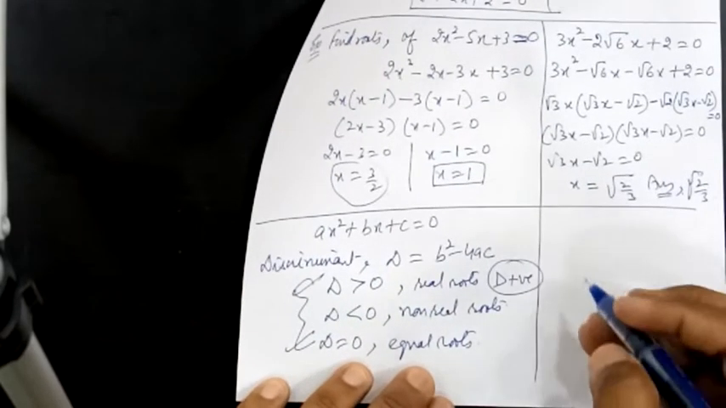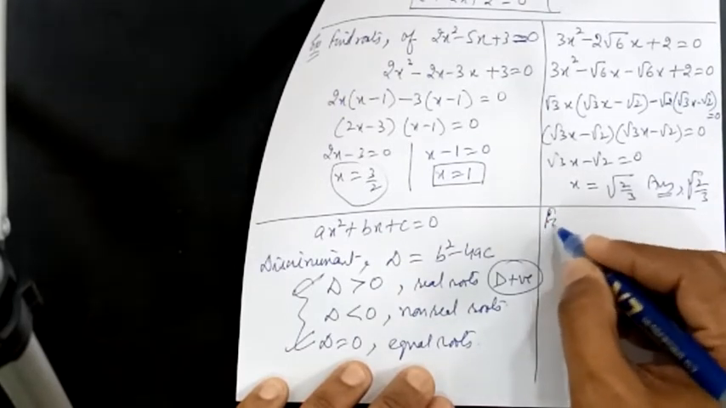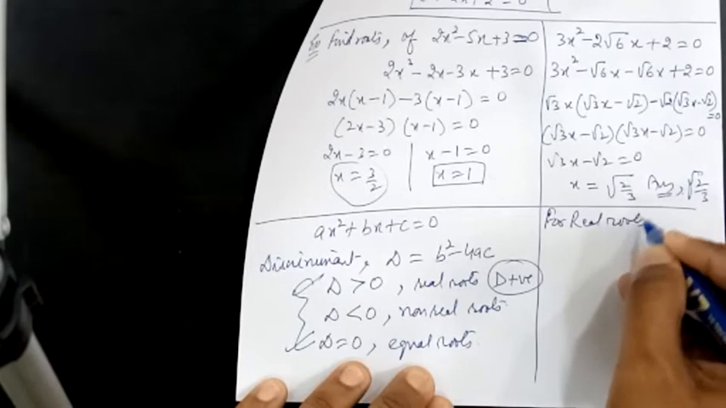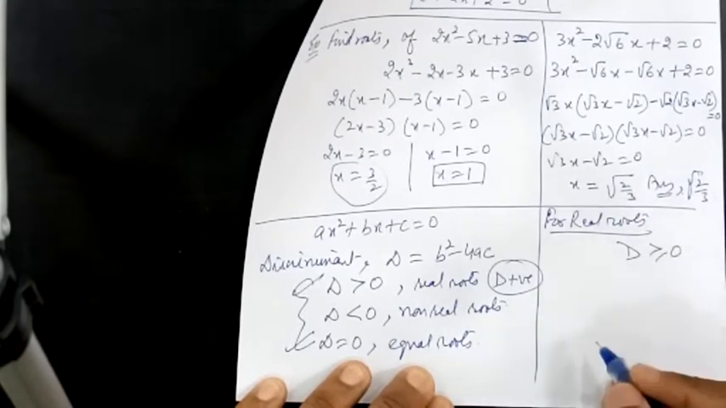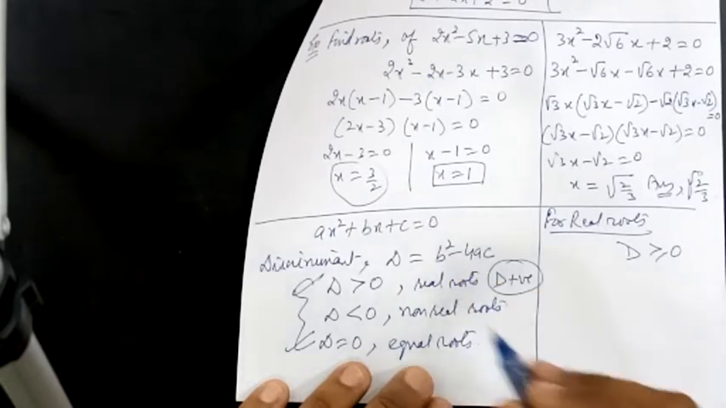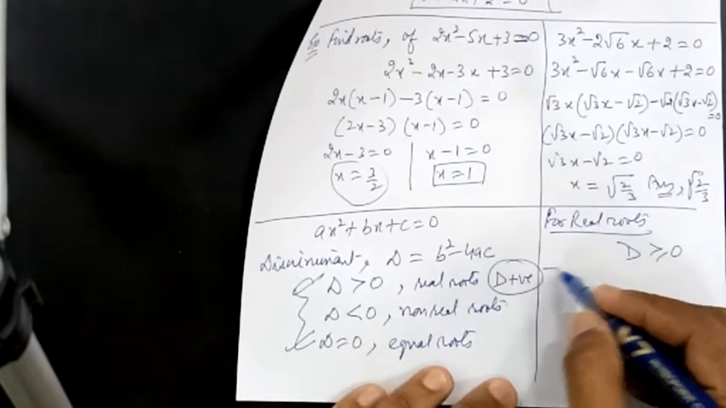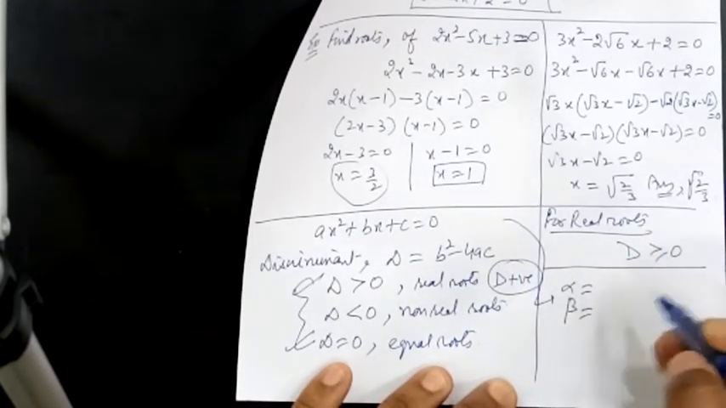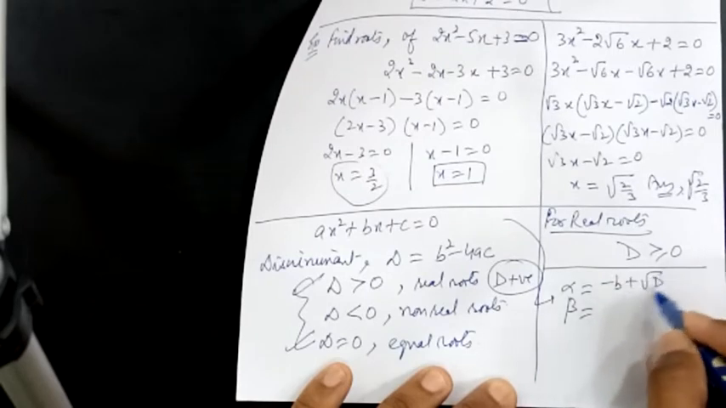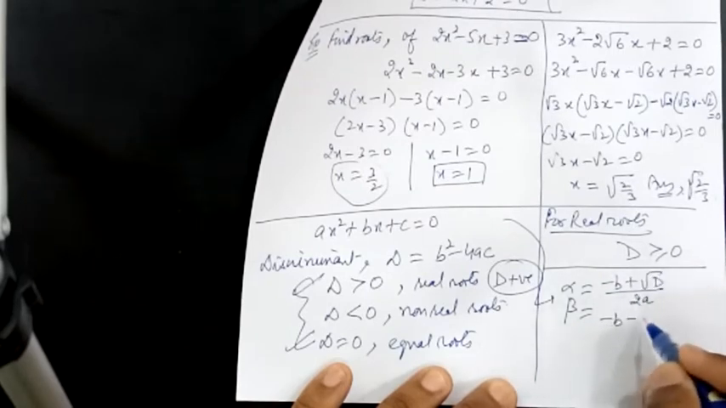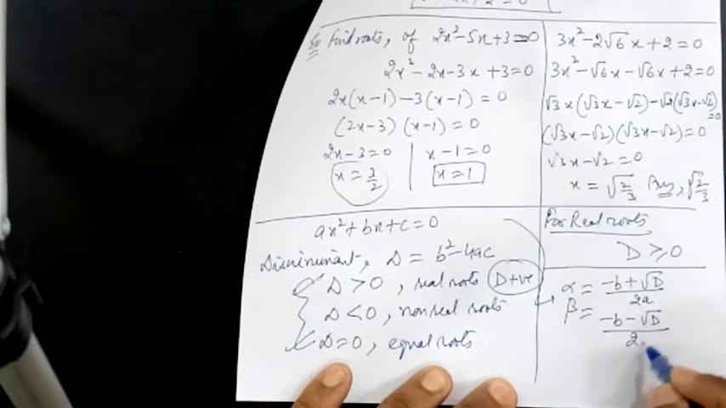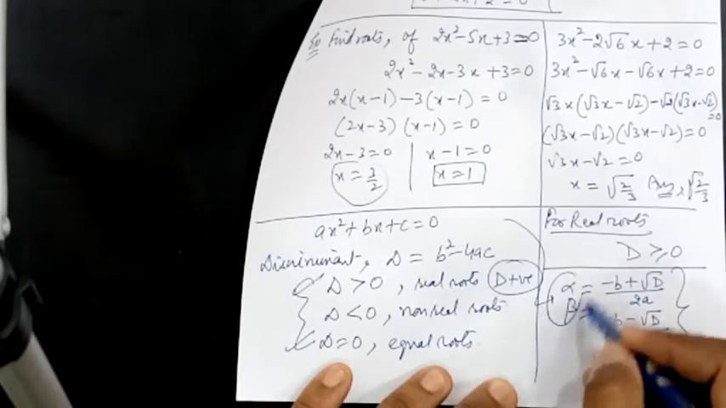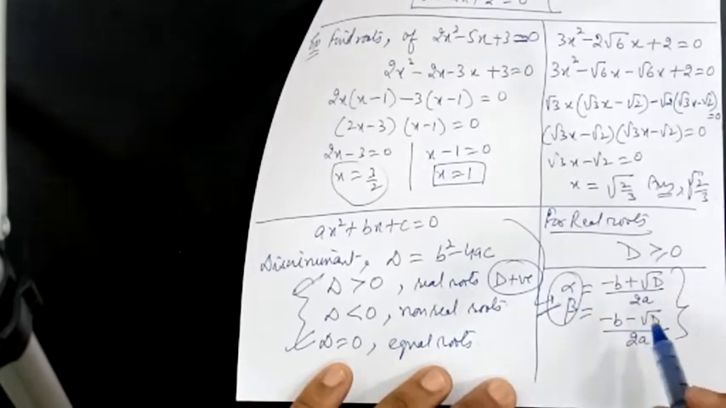So for solving the question, for real roots or equal roots, d should be greater than or equal to 0. So this is the discriminant. And to find out the two roots, let us suppose alpha and beta, what will be the formula for that? Minus b plus root d upon 2a for alpha, and minus b minus root d upon 2a for beta. Alpha and beta are just hypothetical roots that we have taken. So minus b plus square root d upon 2a and minus b minus square root d upon 2a. This is the quadratic formula.